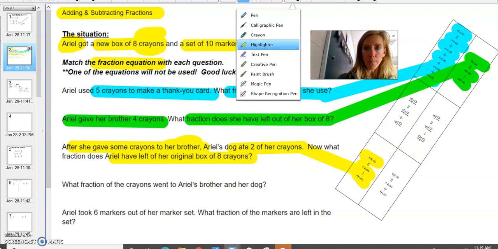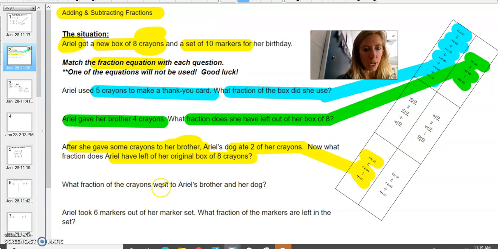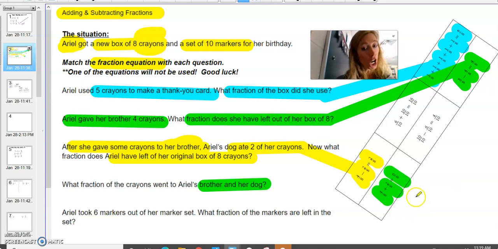Okay, here we go. What fraction of the crayons went to Ariel's brother and her dog? Oh, well, is it going to be tenths or is it going to be eighths? Write down what you think. Here we go. Well, here's the dog, here's the brother. In total, there it is, 6/8 are gone. So then we're down to one final problem, but there's 2 equations to pick from.